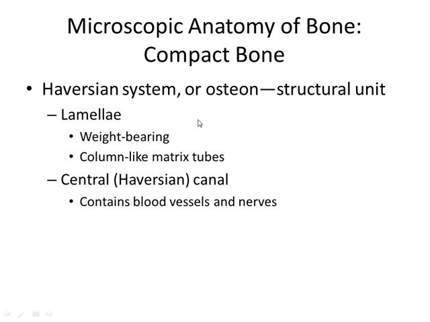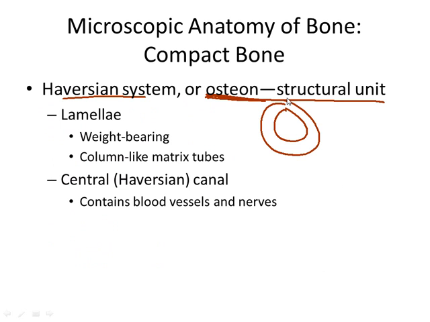So on a compact bone, the osteon is a structural unit. An old term is the Haversian system. You may see that. We're going to stick with osteon. Each osteon is a group of concentric rings. Each ring is a lamella. And these are incredibly strong. They make columns that are really good at bearing weight.